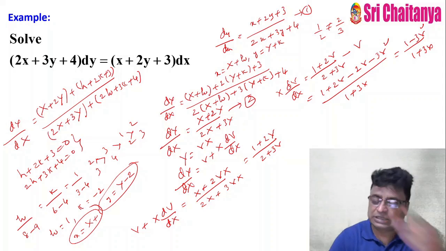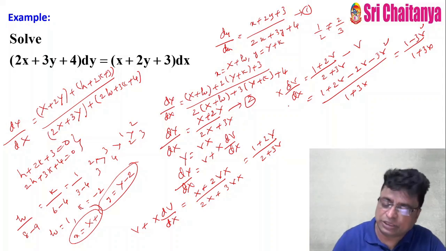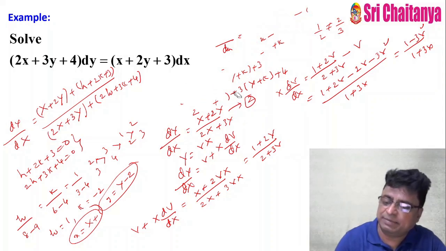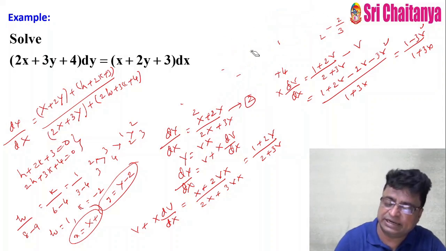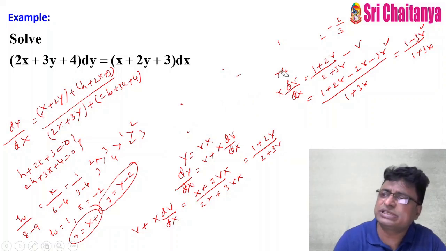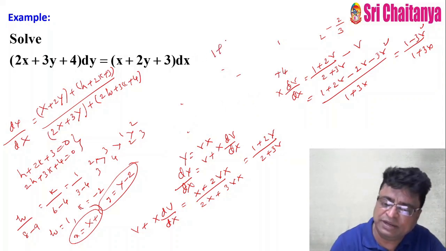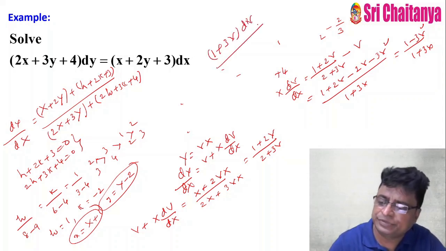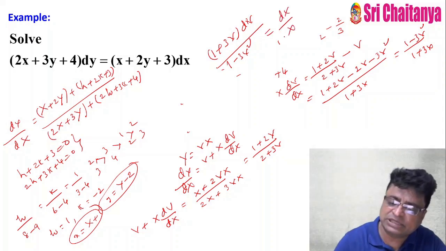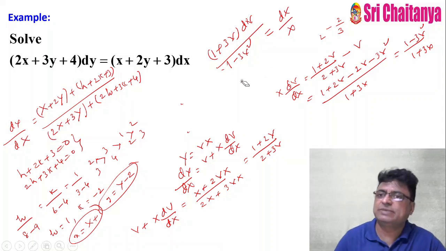Now this is in variable separable form. I separate the dV terms on one side and the dX terms on the other side. So this I can get as (2 + 3V) dV by (1 − 3V²) equal to dX by X. This is my variable separable form.